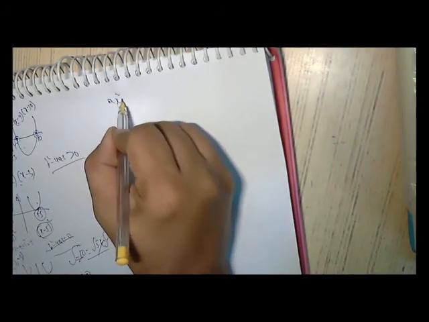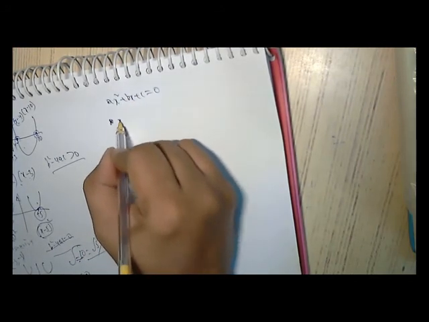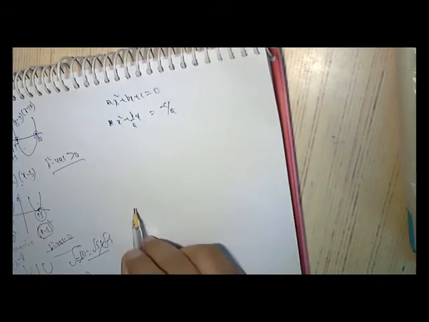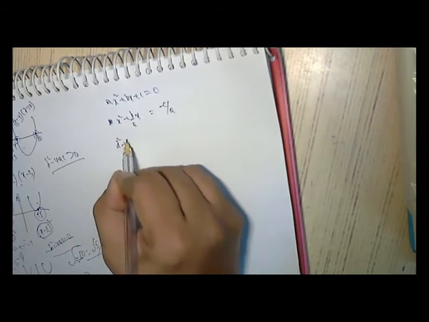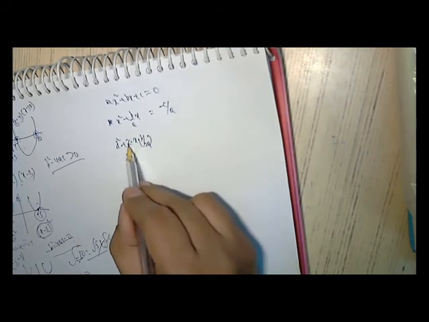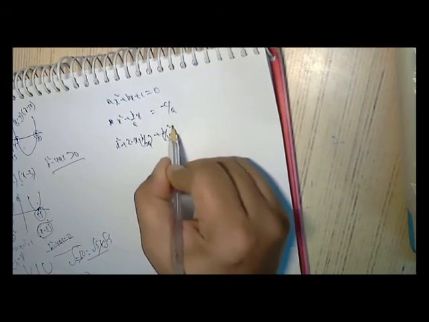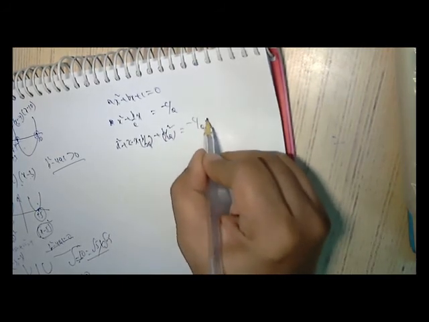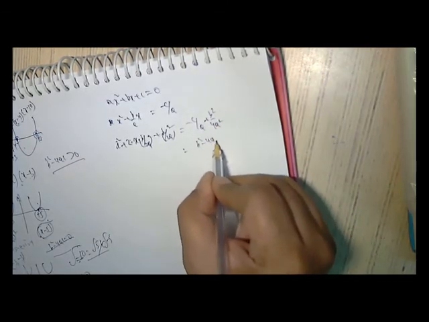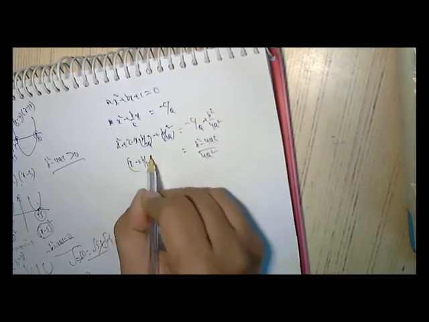Say this is ax square plus bx plus c is 0. I'm doing the completing the square method. So x square plus b by a x is equal to minus c by a. Now I add to both sides: x square plus 2 into x into b by 2a, plus (b by 2a) whole square is equal to minus c by a plus b square by 4a square. So this is b square minus 4ac by 4a square.